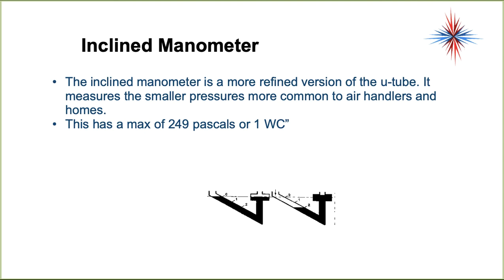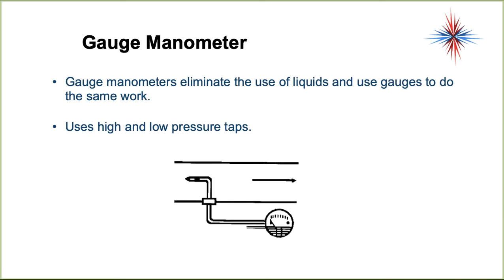Most of the pressures you're going to deal with are in inches of water column or fractions of inches of water column. Unless you are a building designer or really investigating what's going on in a house, you're not going to use an incline manometer, and you're probably not going to use pascals. Then we have the gauge manometers. The gauge manometers came next in this progression. They eliminate the use of liquids, and they use gauges to do the same work.